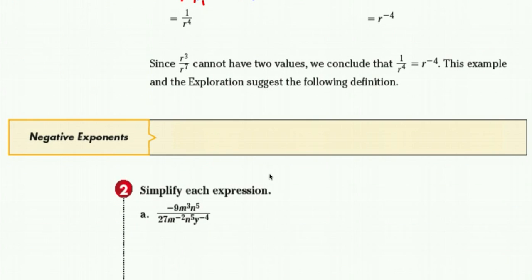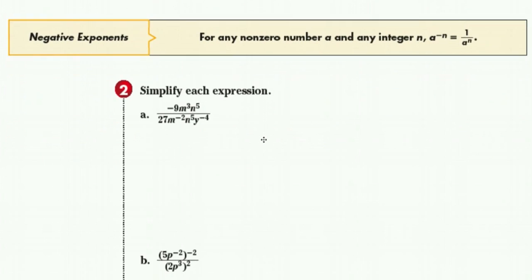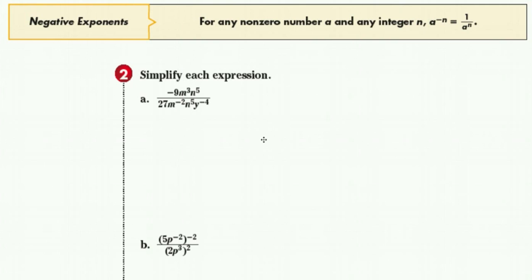We can conclude the negative exponents property, which states that for any non-zero number a and any integer n, a to the negative n is equal to 1 over a to the nth power. Okay, so let's apply this particular rule in example 2a and example 2b.